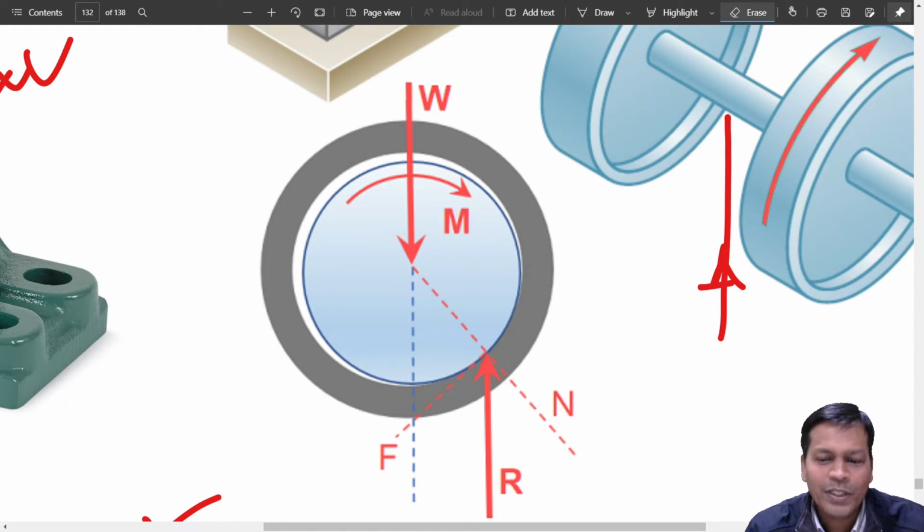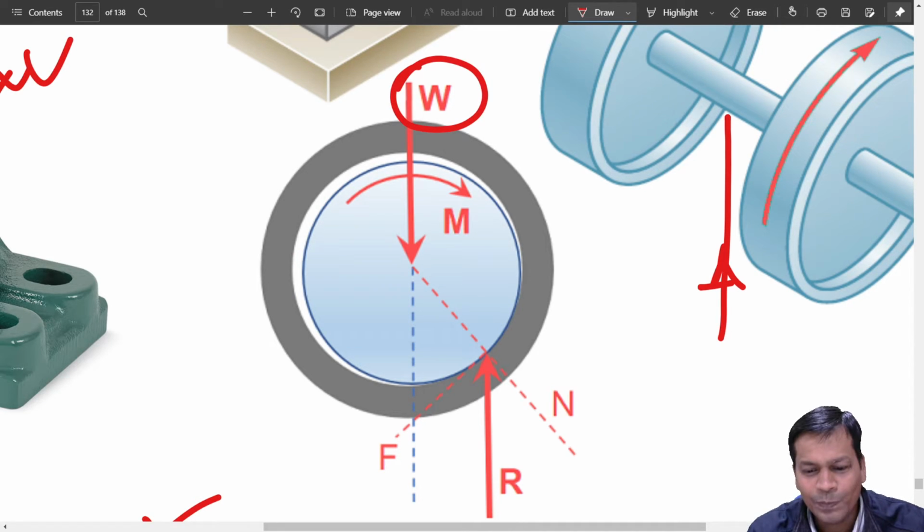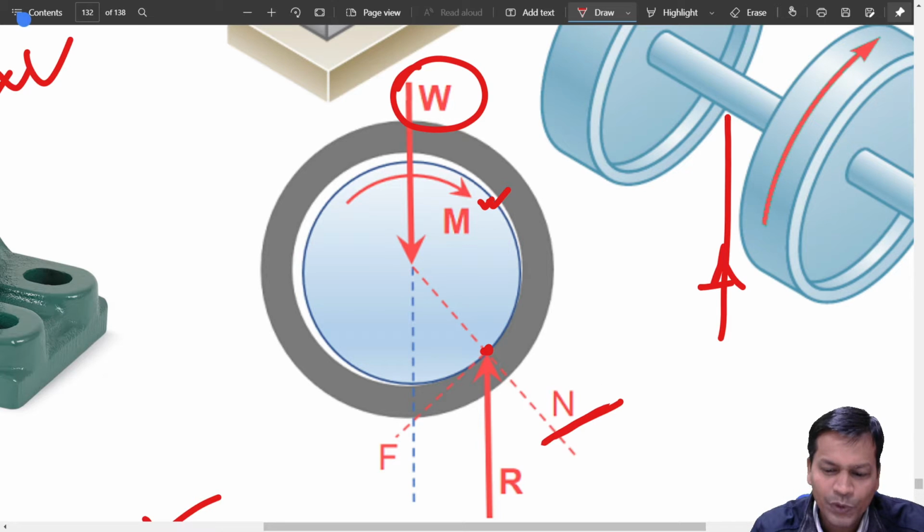Got it? Okay, so the rotating shaft has a weight that is acting downwards, that is W, and a moment which is getting transferred, given by M. Now this is the normal force. I assume there is a point contact. So the normal force will always be perpendicular to the tangent. At the point of contact, you draw a tangent, draw a normal. So this should be your normal force.